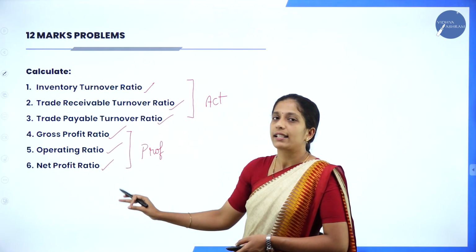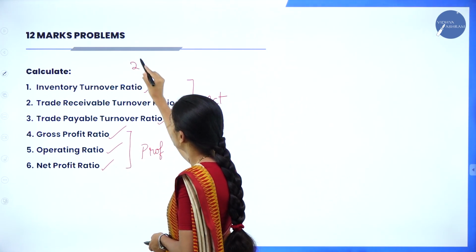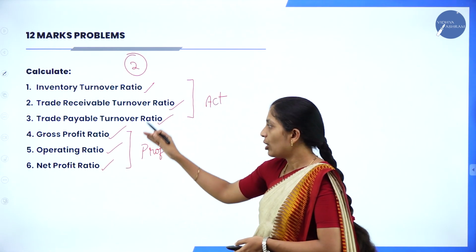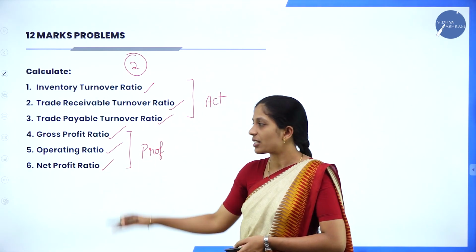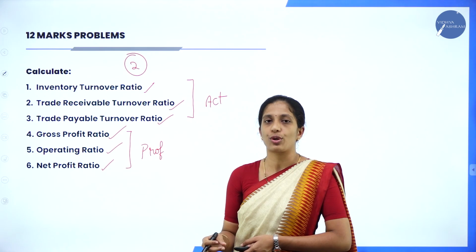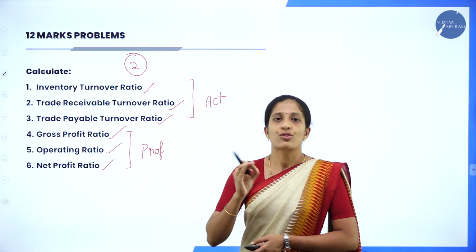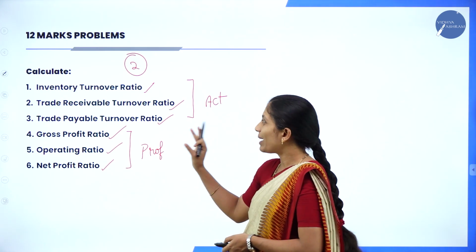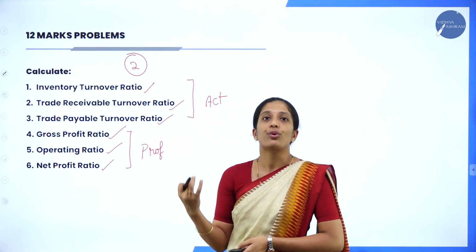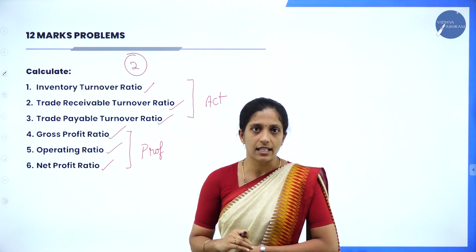Each ratio calculation carries 2 marks each. So overall it will be 12 marks, because they have asked us to calculate 6 ratios, which carry 2 marks each. The main thing here is that we have to know the formula to calculate these ratios.